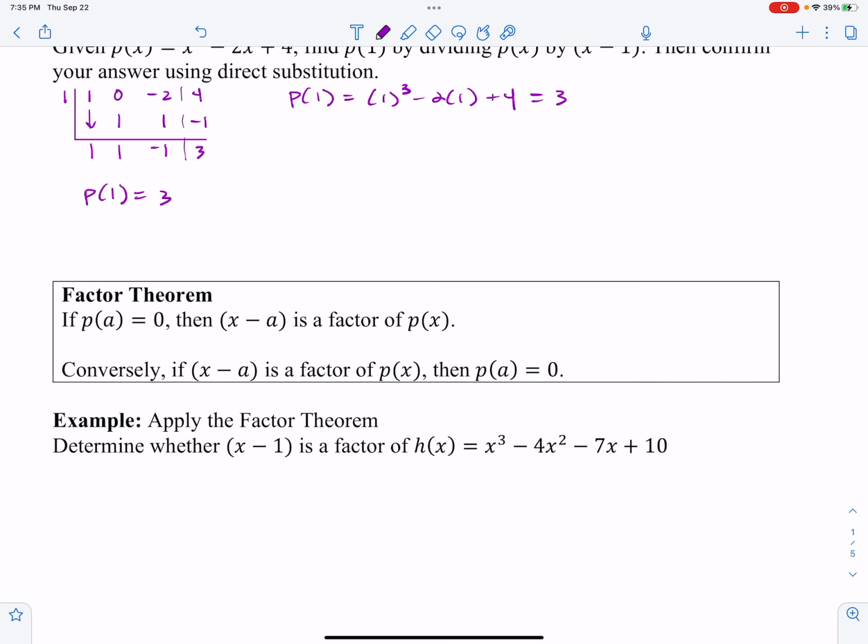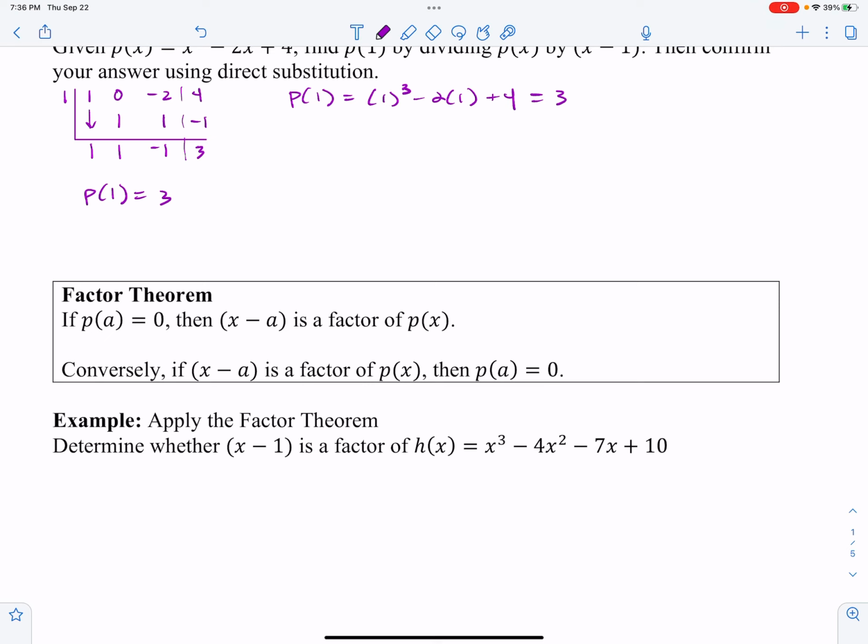And we need the remainder theorem in order for the factor theorem to exist. And the factor theorem is more useful to us, where it basically says if p of a is equal to 0, then x minus a is a factor of p of x. But also the reverse: if x minus a is a factor of p of x, then p of a would be equal to 0. So this is really helpful for us.